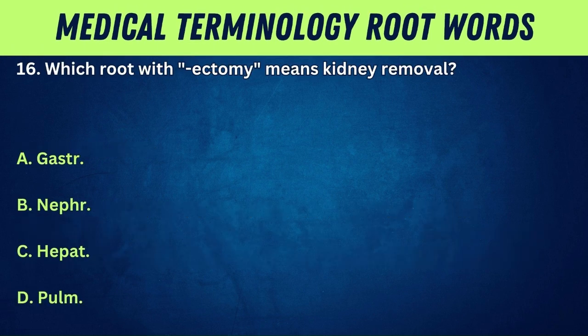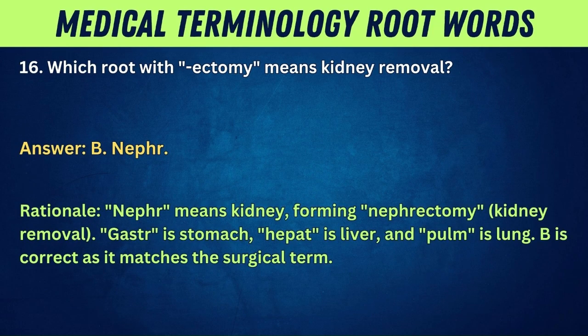16. Which root with ectomy means kidney removal? A. Gaster. B. Nephr. C. Hepat. D. Pulm. Answer: B. Nephr. Rationale: nephr means kidney, forming nephrectomy, kidney removal. Gaster is stomach, hepat is liver, and pulm is lung. B is correct as it matches the surgical term.